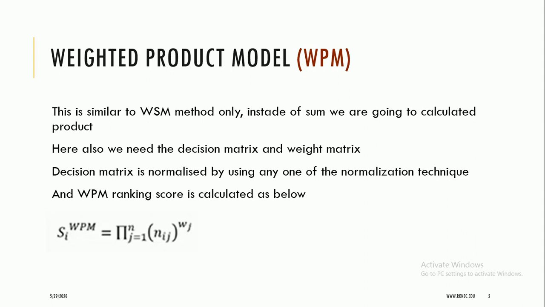Now the decision matrix is normalized using the same technique that we adopted in WSM. The only difference you could identify in this method is how to get the ranking score, or the preference value. Here this pi symbol will indicate the product. All those who are familiar with a little mathematics may know that this is the product symbol. Otherwise, in summation you have the summation symbol. Now this is a product symbol, so we are supposed to make a product.